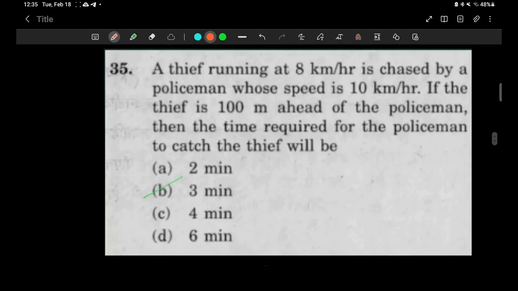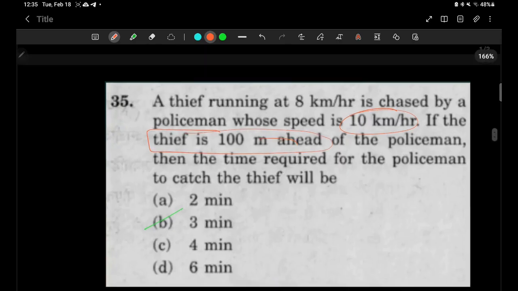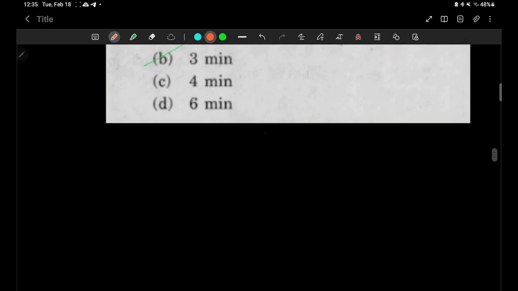The first question. A thief running at 8 km per hour is chased by a policeman whose speed is 10 km per hour. If the thief is 100 meters ahead of the policeman, then what is the time required for the policeman to catch the thief? Okay. Thief is running at 8 km per hour. Policeman is running at 10 km per hour. They're 100 meters apart. We have to find the time required for the policeman to catch the thief.